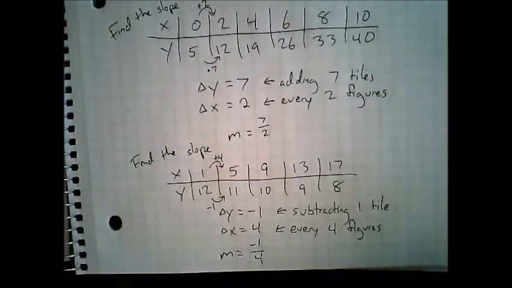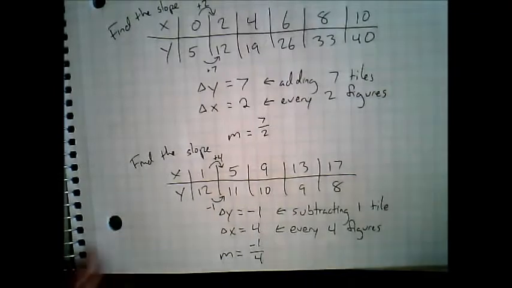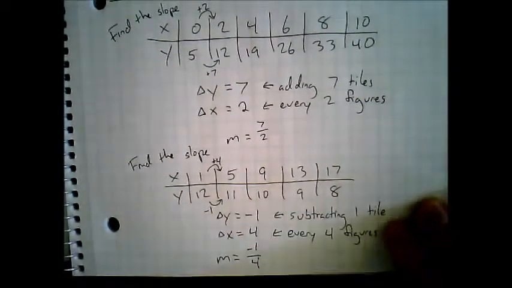It's always a good question to ask yourself at the end. Is your line increasing or decreasing? Is the pattern increasing or decreasing? If it's increasing, then this needs to be positive. If it's decreasing, then our slope needs to be negative. In this case, we see that it's decreasing, so our slope has to be negative. Okay, let's look at one more example together before you try some on your own.